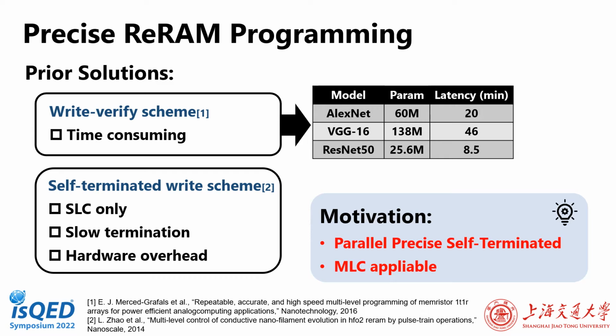The self-terminated write scheme only applies a write programming pulse till the target resistance is reached. However, prior works only apply it to SLC, and the termination is slow and the hardware overhead is large. Therefore, we develop a parallel, precise self-terminated scheme which is MLC applicable, and most importantly, can reuse the hardware of PIM system to reduce the overhead and leverage the parallelism.